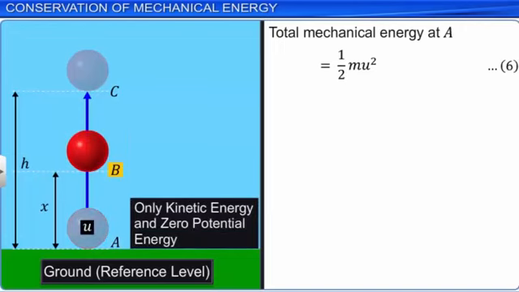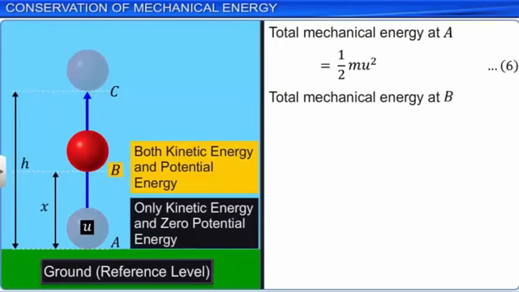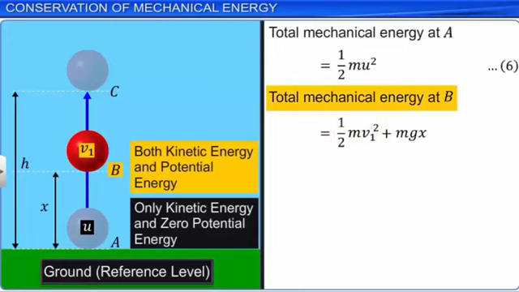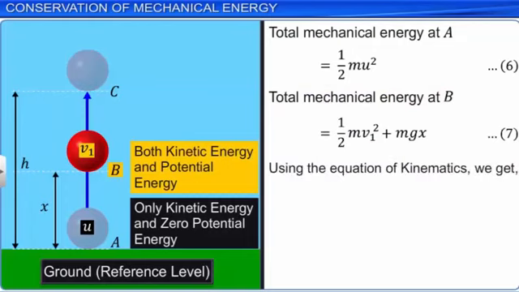At point B, the body possesses both potential and kinetic energies. The potential energy is mgx and the kinetic energy is half mv1 square, where v1 is the velocity of the body at position B. Total mechanical energy at B is denoted by equation 7. Using the equations of kinematics, we get v1 square minus u square is equal to minus 2gx. Simplifying, we get the expression for v1 as v1 square is equal to u square minus 2gx. Let this be equation 8.